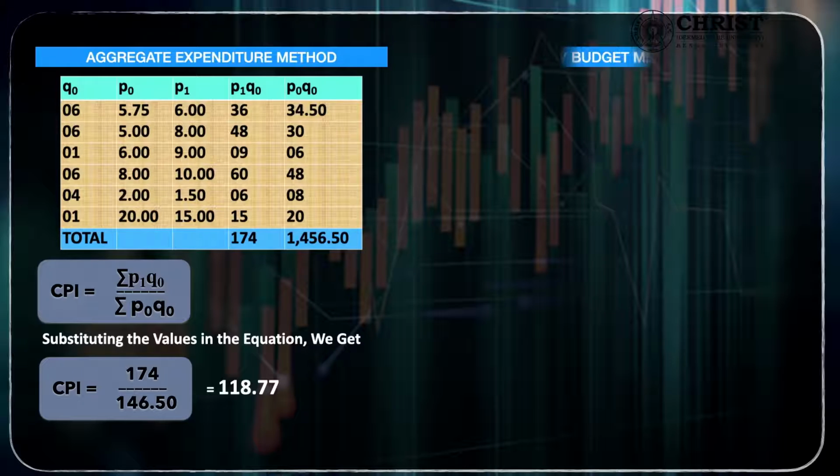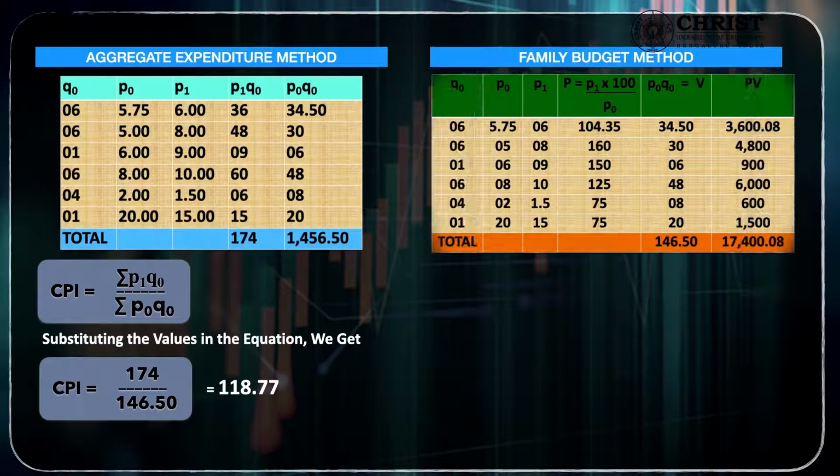So now the family budget method, we need different values for computation. So we have to prepare the table. We need P0, Q0 values, that is the weight, and PV values. The price relatives values you have to calculate for all the items, that is P1 divided by P0 into 100. So now PV values also, the total we have to take.